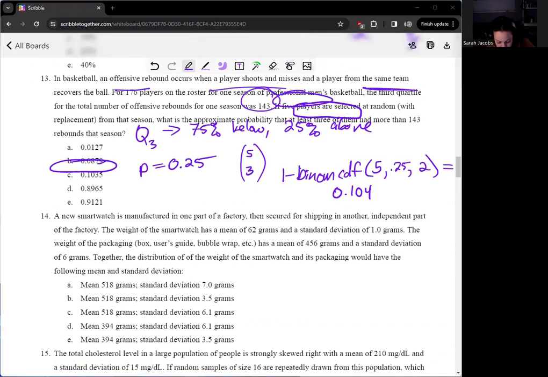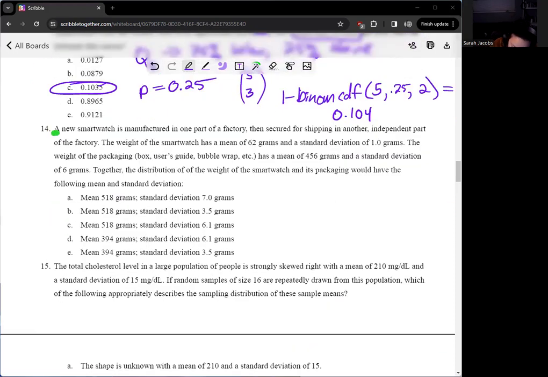Okay. 14. A new smartwatch is manufactured in one part of a factory, then secured for shipping in another independent part of the factory. The weight of the smartwatch has a mean of 62 grams and a standard deviation of 1 gram. The weight of the packaging, all the stuff, has a mean of 456 grams and a standard deviation of 6 grams.